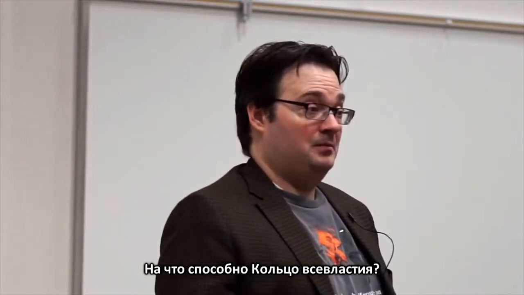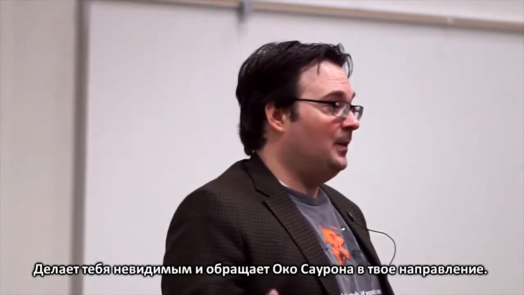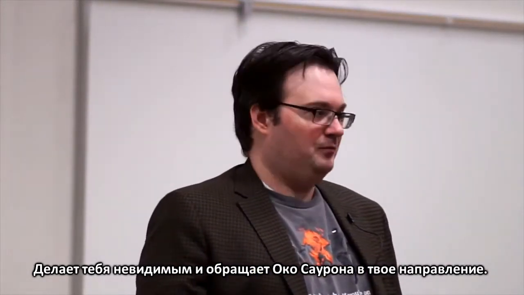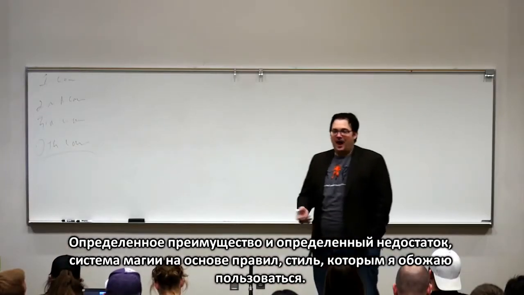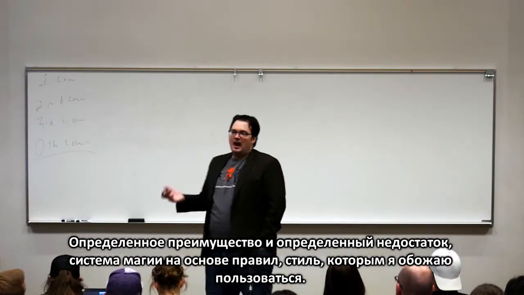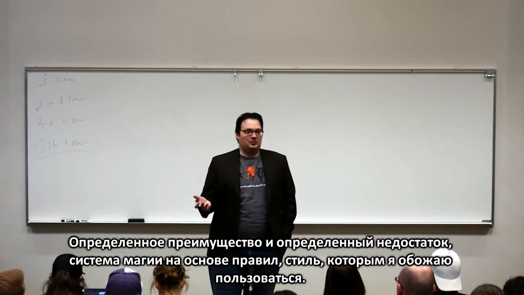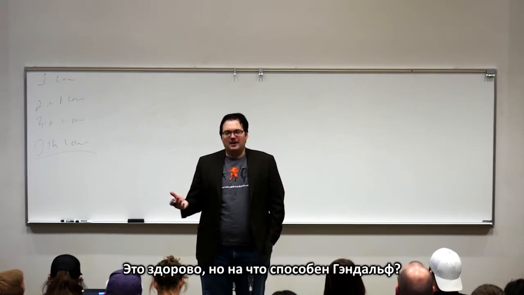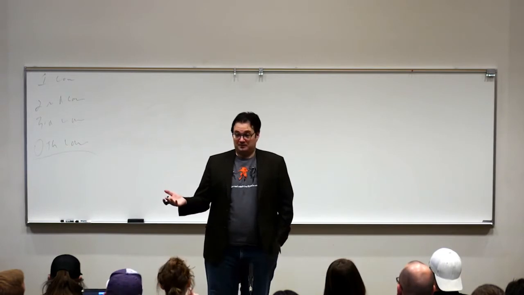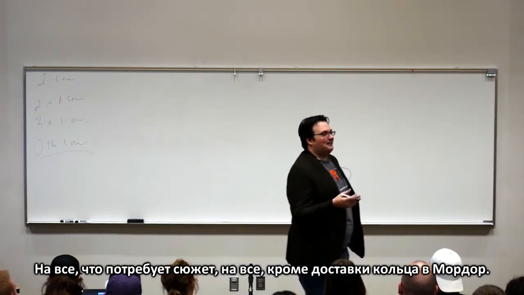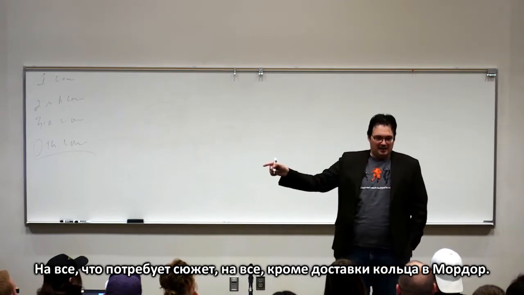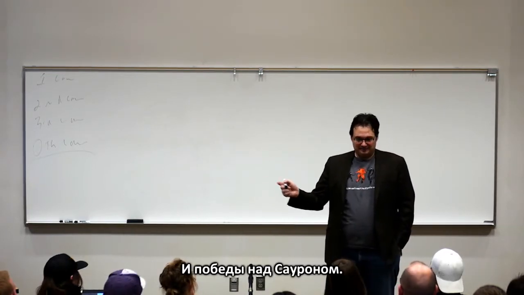What does the One Ring do? Makes you invisible and turns the Eye of Sauron towards you, right? It's a definite advantage and a definite flaw. It's a very rule-based magic system of the style that I really like to use. It's a great thing. But what can Gandalf do? Whatever the story seems to require. Everything except getting the ring to Mordor, right?